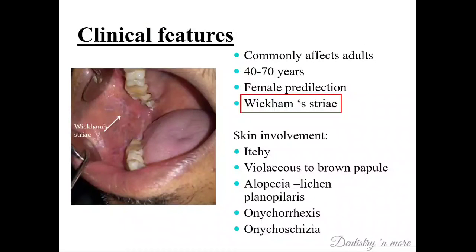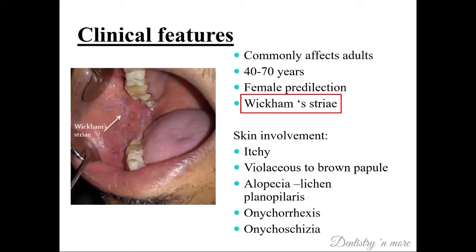Moving on to the clinical features. When you list the clinical features in any topic, you start off with the epidemiological aspects: is it affecting males or females, that is the gender predilection. Then you go on to the age predilection, and then you speak about the clinical appearances. Regarding the age factor, lichen planus is commonly seen around 40 to 70 years of age, and a female predilection is seen.